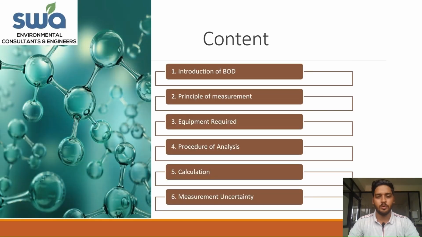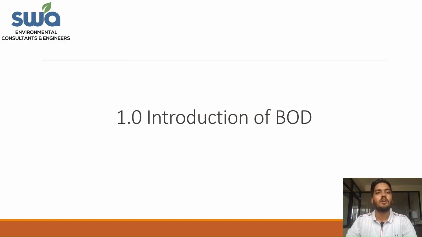In this video we will firstly see the introduction of biological oxygen demand, and also we will get some information about BOD. After that, we will understand the principle of measurement for this procedure, the equipments, reagents, instruments and glassware which are required for this procedure. Then we will see the step-by-step procedure for the analysis. Lastly, we will calculate the biological oxygen demand based upon the readings, and then we will discuss the measurement uncertainty of this procedure. So now let's start the video by having some brief introduction about biological oxygen demand.